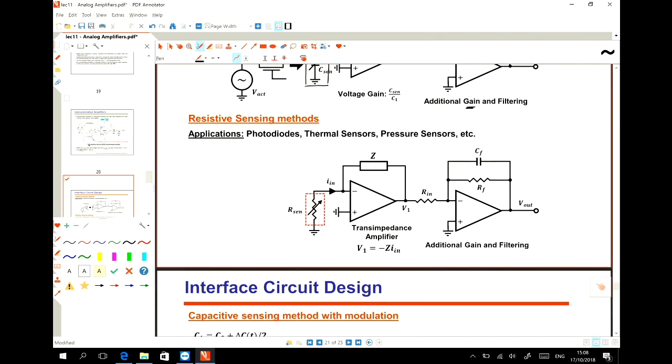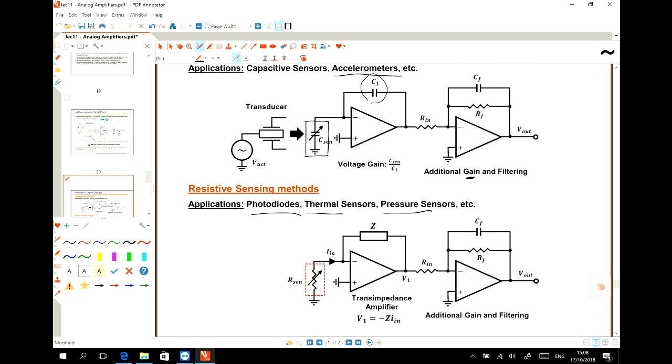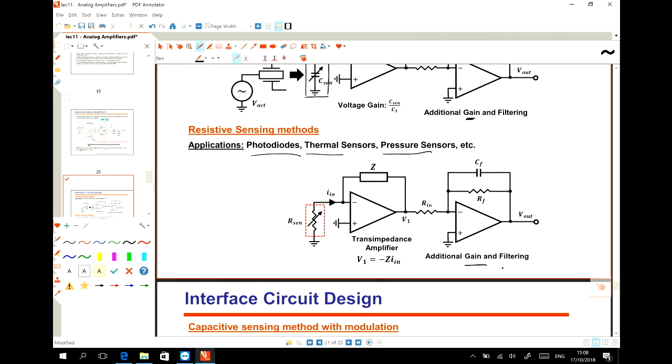For the resistive sensors, like thermal sensors, thermal resistors, pressure sensors, or photodiodes where the output is resistive, we can again use this structure. We use the resistor as the input, and this one for the feedback, and then another stage just for the gain and filtering.